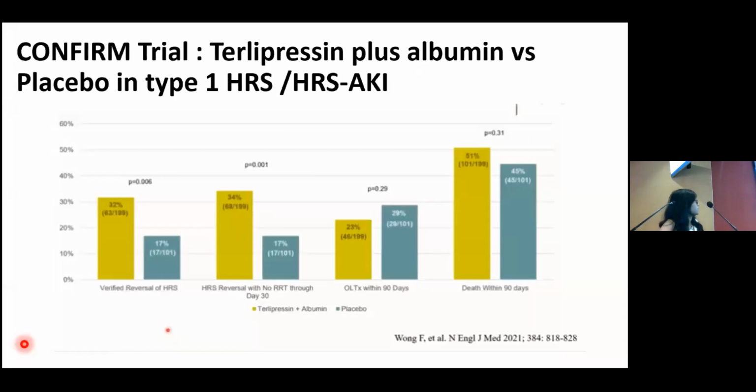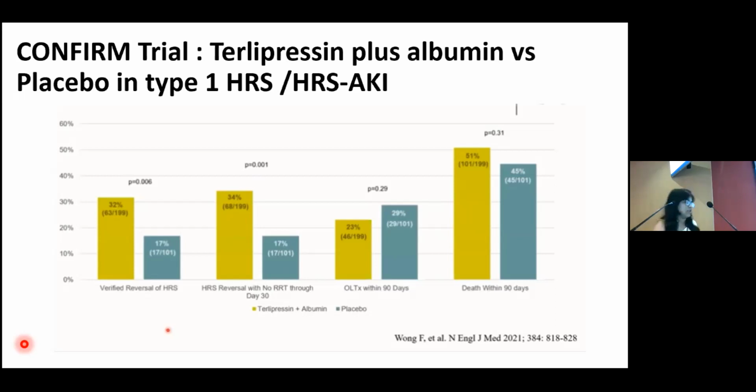Now this is the CONFIRM trial. Here they compared terlipressin plus albumin treatment with the placebo group. This was done when there was an old classification. You can see the terlipressin plus albumin group can reverse the HRS more effectively than the placebo group, and their need for renal replacement therapy was also less. However, among the patients who received terlipressin and albumin, fewer patients went for liver transplantation.